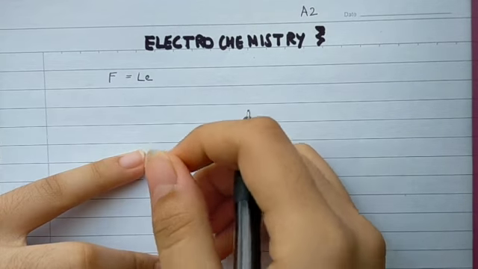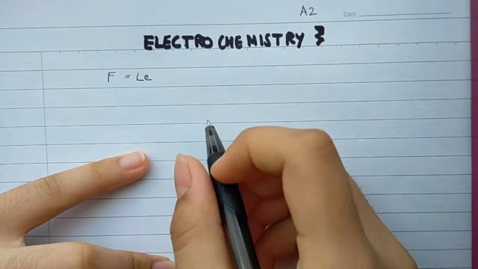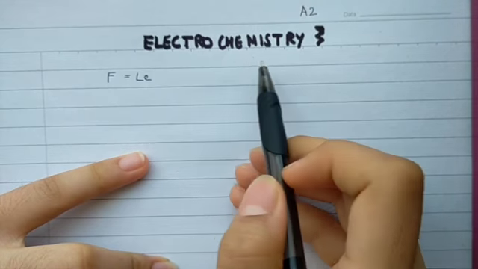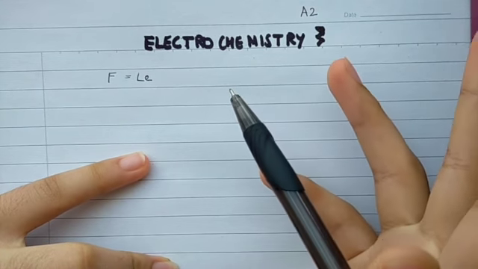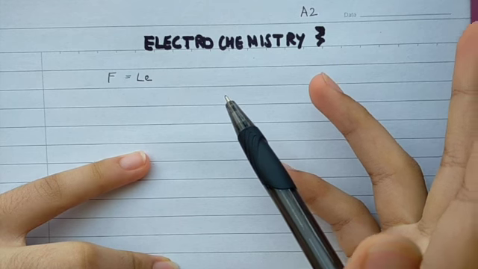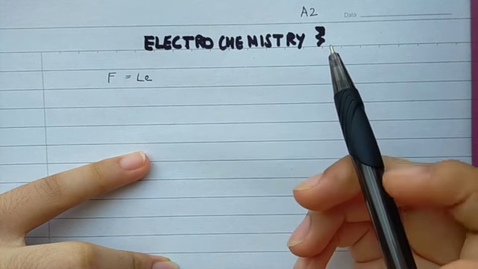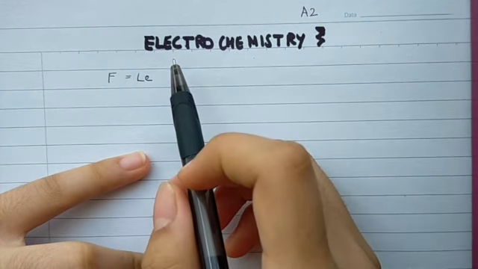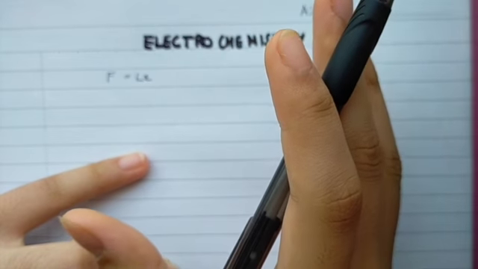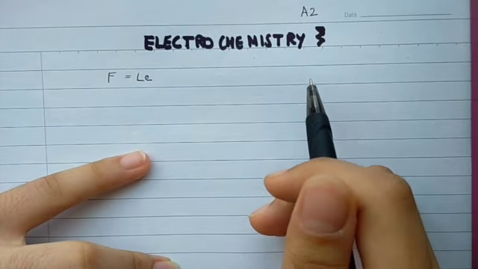So welcome to today's lesson, and we're going to look at A2 electrochemistry. The last time that you probably looked at electrochemistry was IGCSE, but A2 electrochemistry looks at a whole wider range of electrochemistry that you probably haven't visited yet.